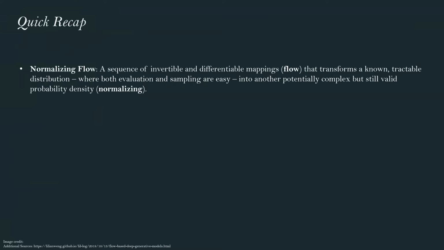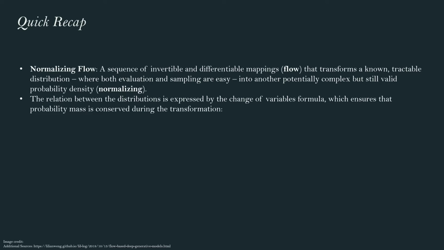So once again, normalizing flows, what are they? Just a sequence of invertible and differentiable mappings that transform a known tractable distribution, where both the evaluation and sampling are easy, into another potentially complex but still valid probability density. So flow, in the sense that it's got this invertible differentiable sequence of mappings, and then the fact that we maintain this particular probability mass, right? Like we've got a normalized distribution, and we're ensuring that this final thing we end up with is also normalized. So a normalizing flow, right?